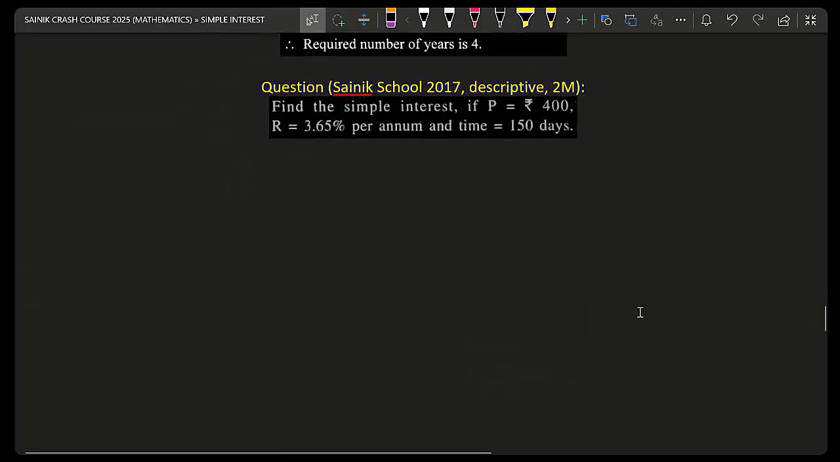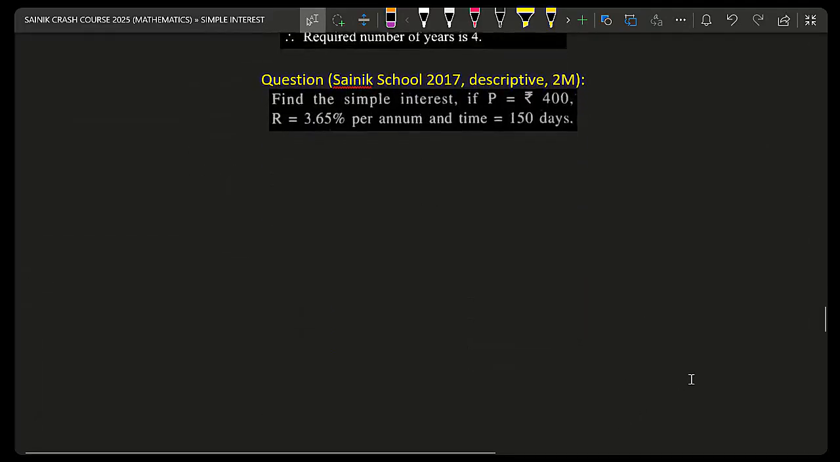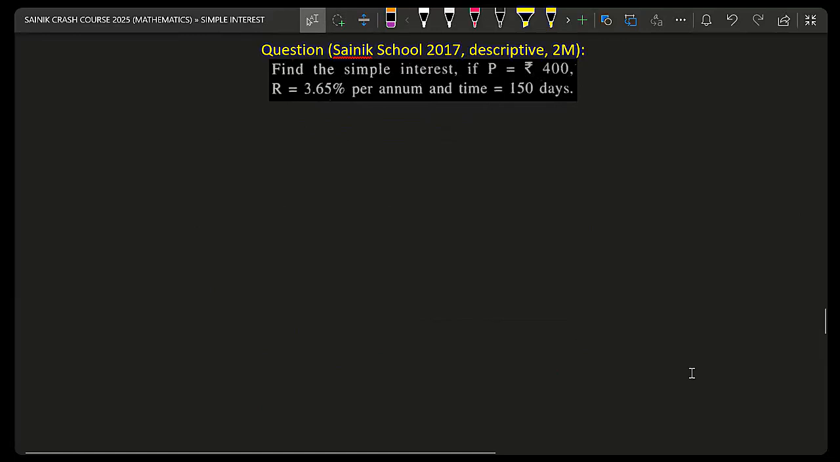The next question came in the descriptive exam in 2017 for 2 marks. Find the simple interest if principal is 400 rupees, rate of interest is 3.65% per annum, and time is 150 days. Who will answer this?